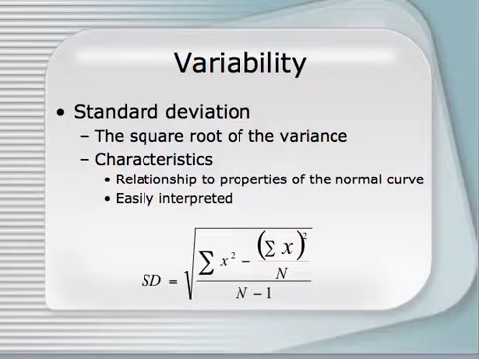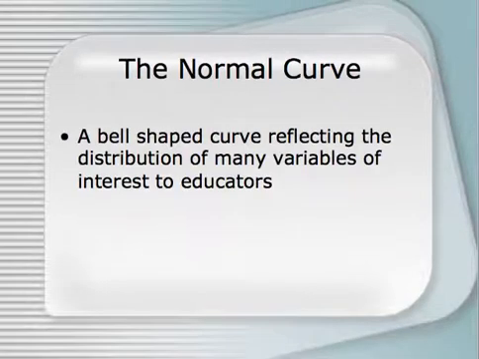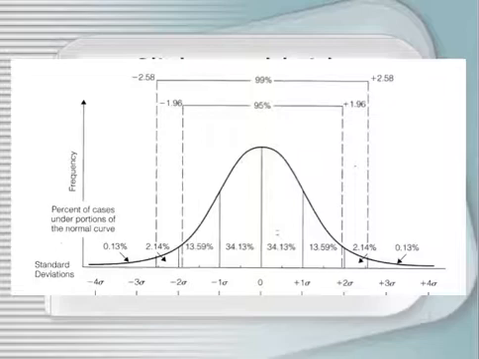Another measure of variability is standard deviation, which is the square root of the variance. It shows the relationships to the properties of the normal curve, and it's easily interpreted. Again, the formula for standard deviation is the square root of variance. So what is a normal curve? A normal curve is a bell-shaped curve reflecting the distribution of many variables that are of interest to us, especially in education. And a normal curve looks like this, okay?